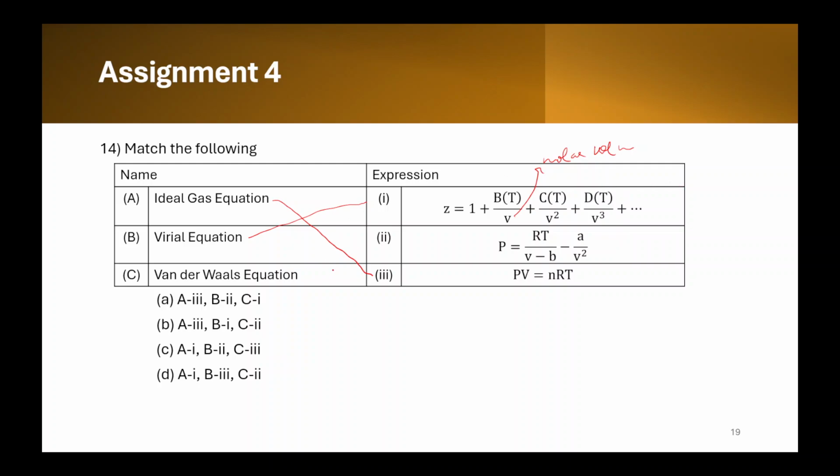Next, van der Waals equation. So the only option remaining is the second. So this is the van der Waals equation expression. So it will be A3 B1 C2. A3 B1 C2, B part. Okay.